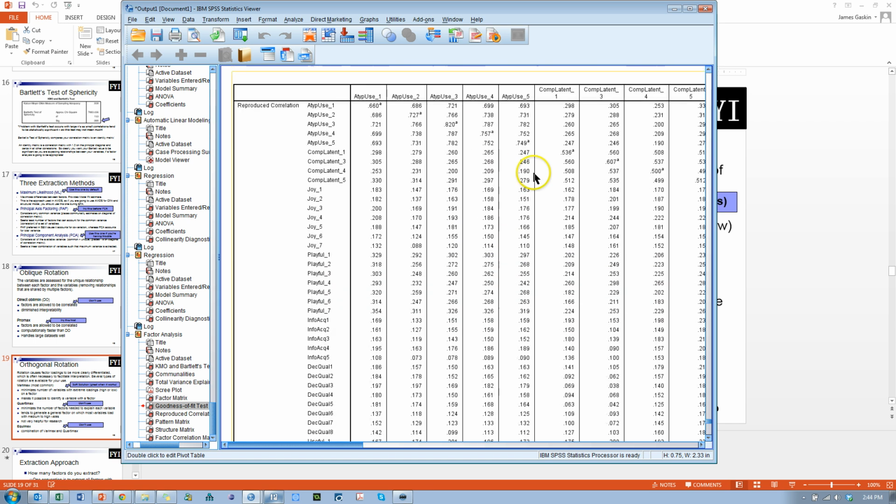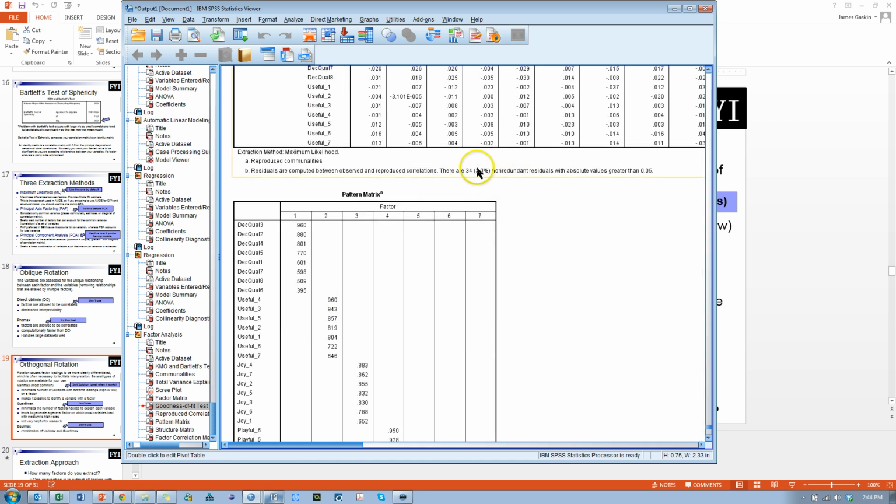This big fat matrix, don't worry about it except this very small thing at the bottom here that says there are 34 or 3% non-redundant residuals. We just want it less than 5%. That harks back to the alpha of 0.05 or confidence level 95. We just want that to be minimized. 0 is optimal. What is the theoretical logic of this value? Minimizing error. Yeah, so the smaller the percent, the less error we have with those factors extracted.